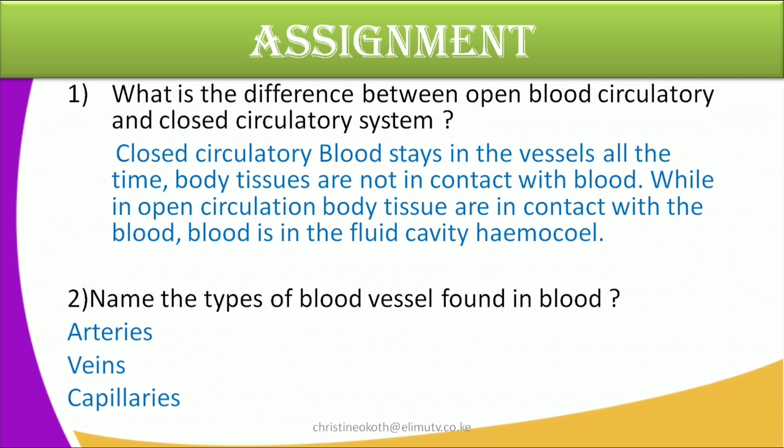Then question number 2 was, name the types of blood vessels which are found in the body. The main 3 types of blood vessels are 1, the arteries, 2, the veins, and 3, the capillaries. So we're going to learn about these in other lessons. So that is what was expected of you in your assignment.